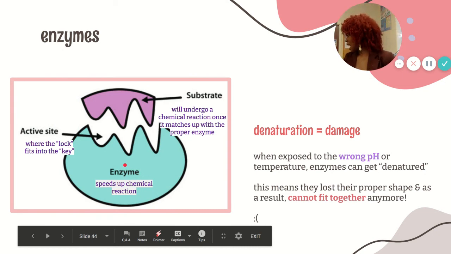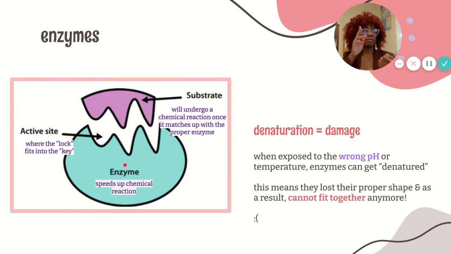If you have your house key and it gets cut off by a saw, can you still put your key into the lock? No. If it's not in the perfect shape that it's supposed to be, it's not going to fit together anymore, which means you can no longer open that door. Same thing here. If that enzyme gets denatured by too high of a pH or too high of a temperature, then the chemical reaction can no longer happen.